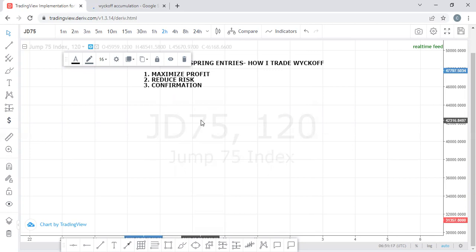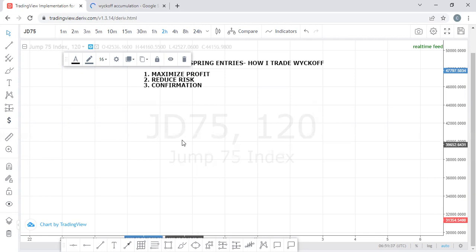So that being said, let's go to the business of the day. So how I make entries using the Wyckoff schematics. That is basically what I'm teaching you guys today. I'm teaching you guys today how I make entries using Wyckoff schematics.